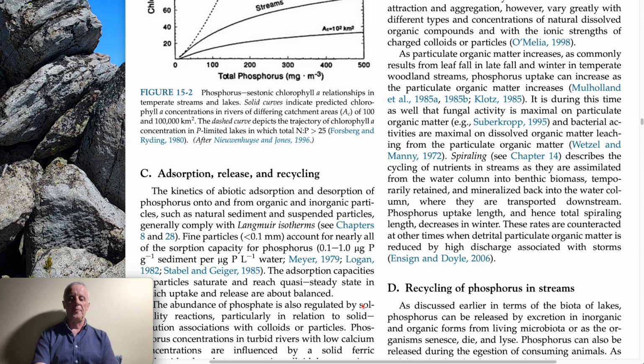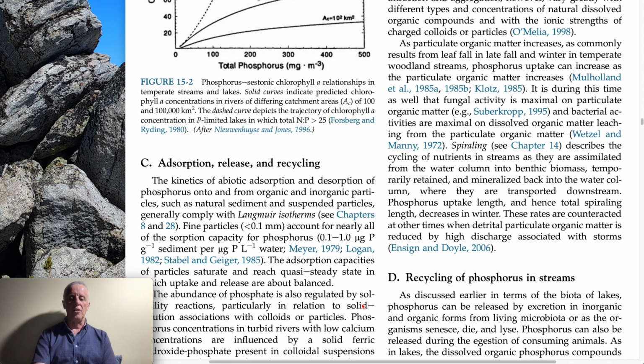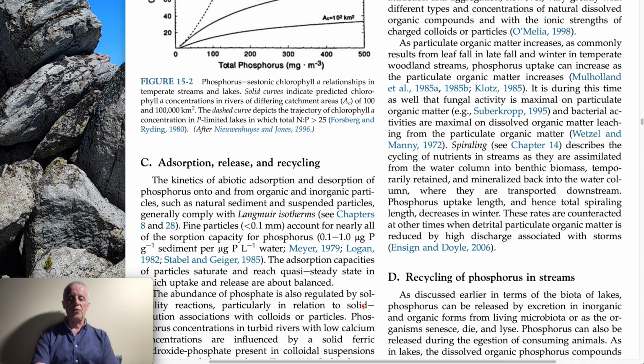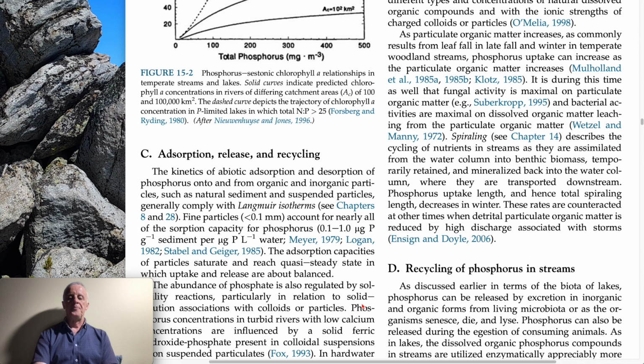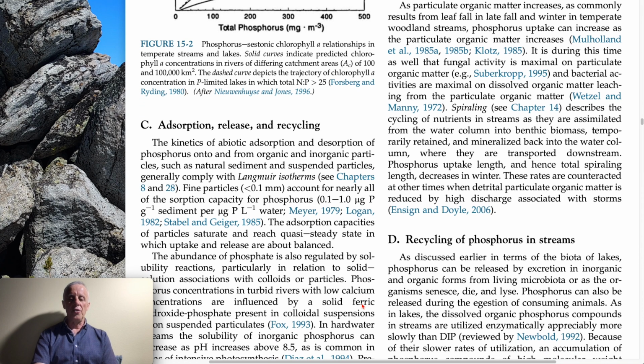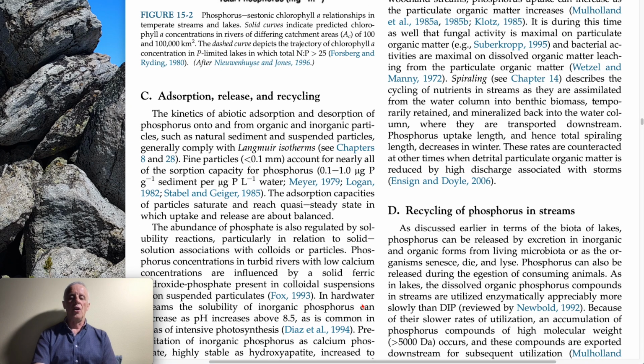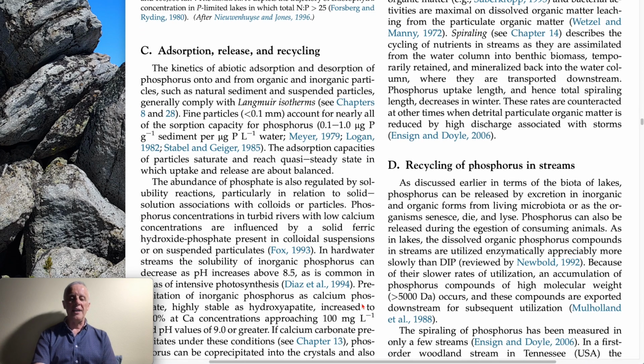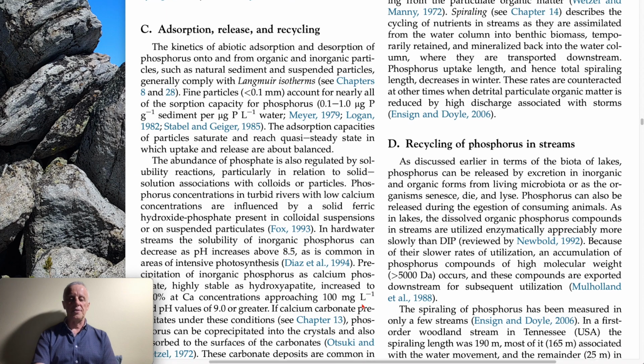Spiraling describes the cycling of nutrients in streams as they are assimilated from the water column into benthic biomass, temporarily retained and mineralized back into the water column, where they are transported downstream. Phosphorus uptake length and hence total spiraling length decreases in winter. These rates are counteracted at other times when detrital particulate organic matter is reduced by ice discharge associated with storms.